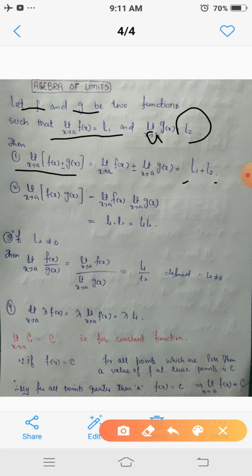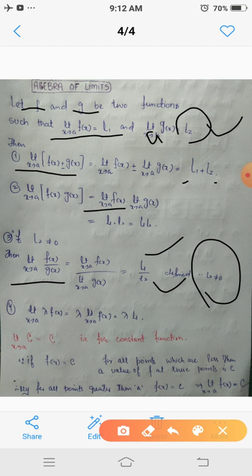Similarly, for the product of two functions, f of x times g of x, the limit of the product equals the product of the limits. That is, the limit as x tends to a of f of x times g of x is the limit of f of x times the limit of g of x, that is L1 times L2. Now whenever the second limit, L2, is not equal to 0, the limit of the rational or quotient function, f of x upon g of x, equals the limit of f of x upon the limit of g of x, that is L1 by L2. Here L1 by L2 is defined because L2 is non-zero.